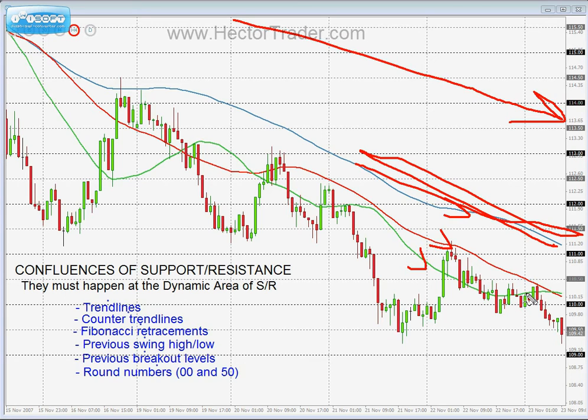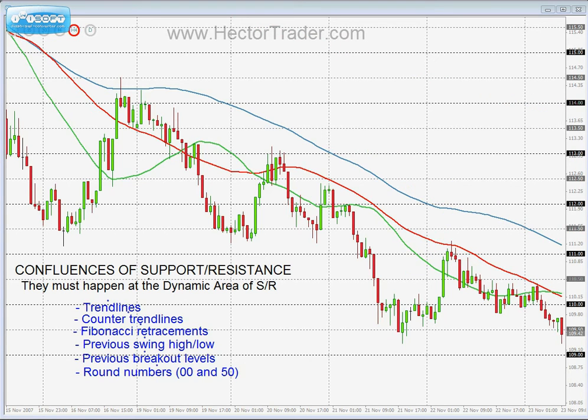In that case, we focus our attention on the area around the 30 and the 50, as usual, meaning the dynamic area of support and resistance. Now, as I was mentioning before, a pullback to that area is not enough. Now I've got to search for levels of confluence around that area to base my trade from. I want price to respect my levels of confluence. So I'm going to begin to draw some technical analysis elements, some trend lines, some counter trend lines, some Fibonacci retracements, etc. All right, let's get going.